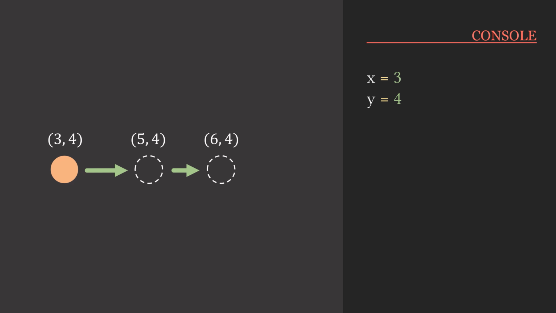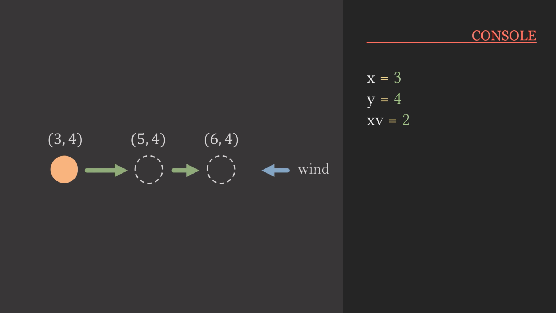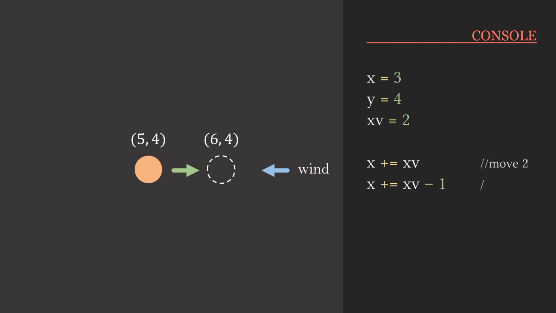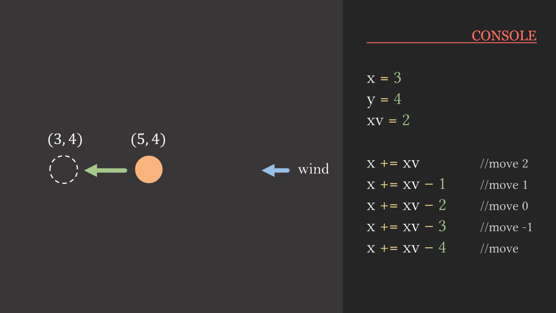But now let's see what happens if there's wind coming from the right direction. Our circle should slow down. At the beginning, when the wind is not so strong, we can still move 2 units to the right. But the farther the circle gets, the stronger the wind gets, and the circle gets slower and slower. If we want to simulate such behavior, we must decrease the speed by more after each step. This causes our circle to move first by 2 units, then by 1, then by 0, and finally backwards.